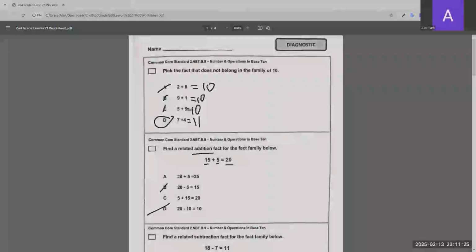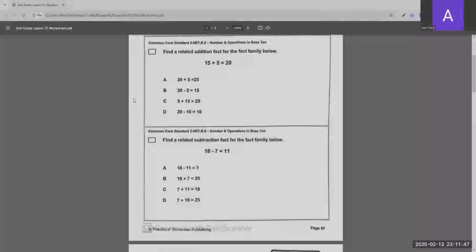And looking at option A, it has 20 and 5 and 25, but it doesn't have 15, so that's incorrect. And looking at C, it has 5, 15, and 20, so it contains all the original numbers. So C is our answer.